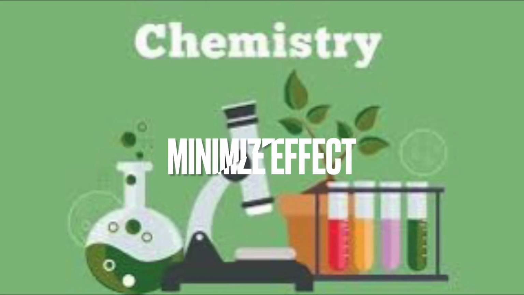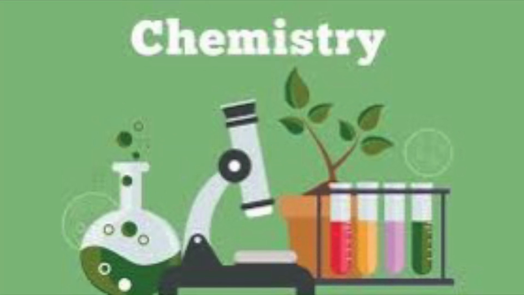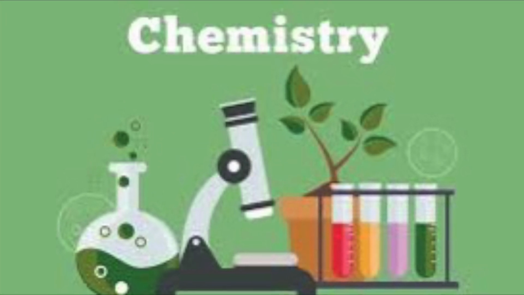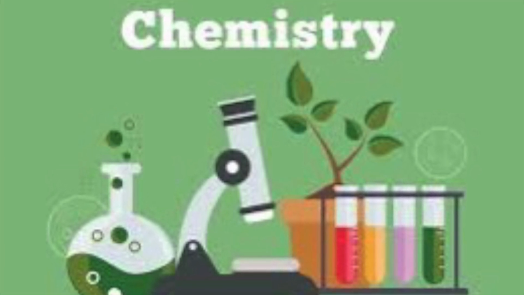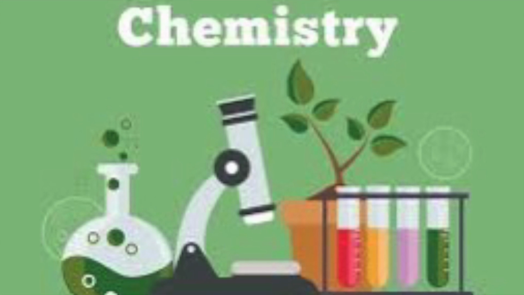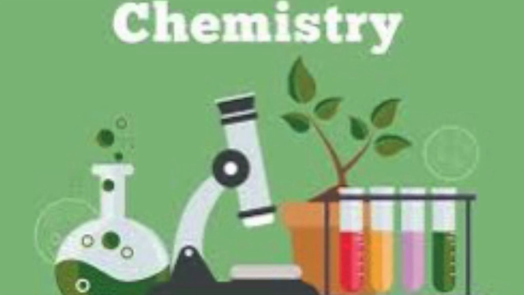To minimize the effect of weak acid equilibrium, there are some steps you could take, including increasing the concentration of weak acid, making the solution more acidic, and adding a strong acid. All these steps will cause the weak acid equilibrium reaction to shift and not be at equilibrium anymore.